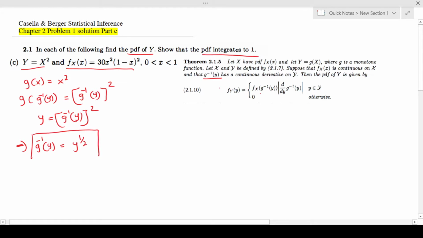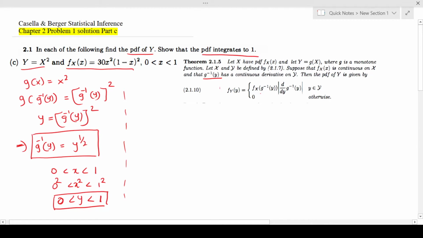Then we know that x is between 0 and 1, so x squared is between 0 squared and 1 squared. So x squared means y, 1 squared means 1, 0 squared means 0, so y also ranges from 0 to 1 as well. Now to find f_Y(y), I'm going to do f_X of g inverse of y, which is y to the power half, times the derivative d over dy of y to the power half.